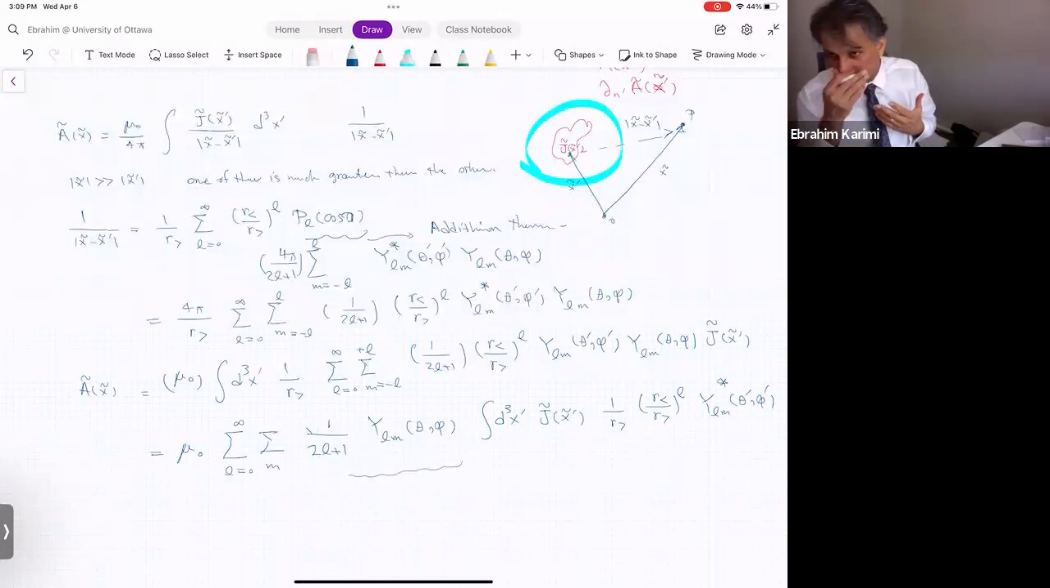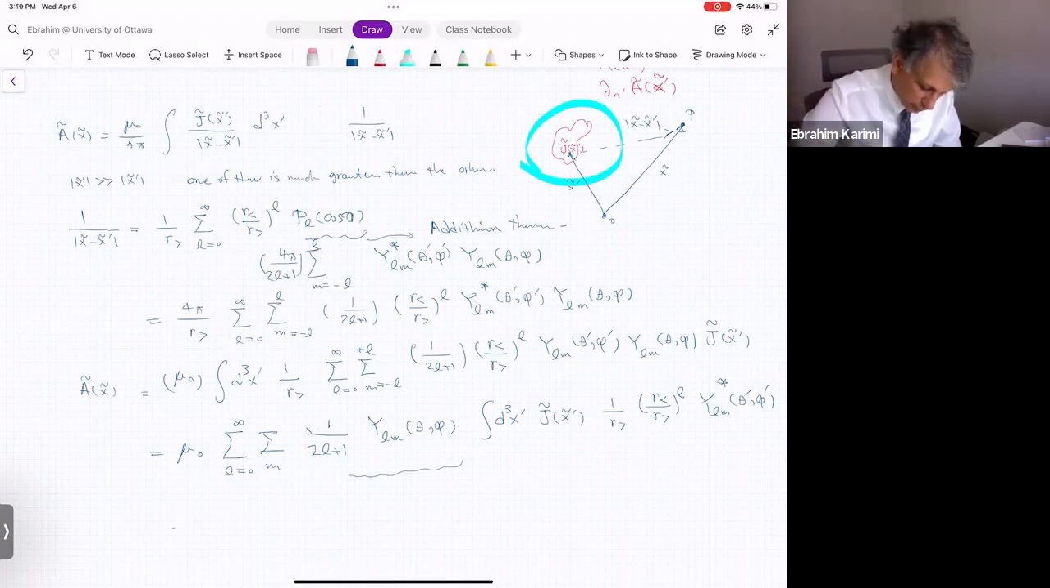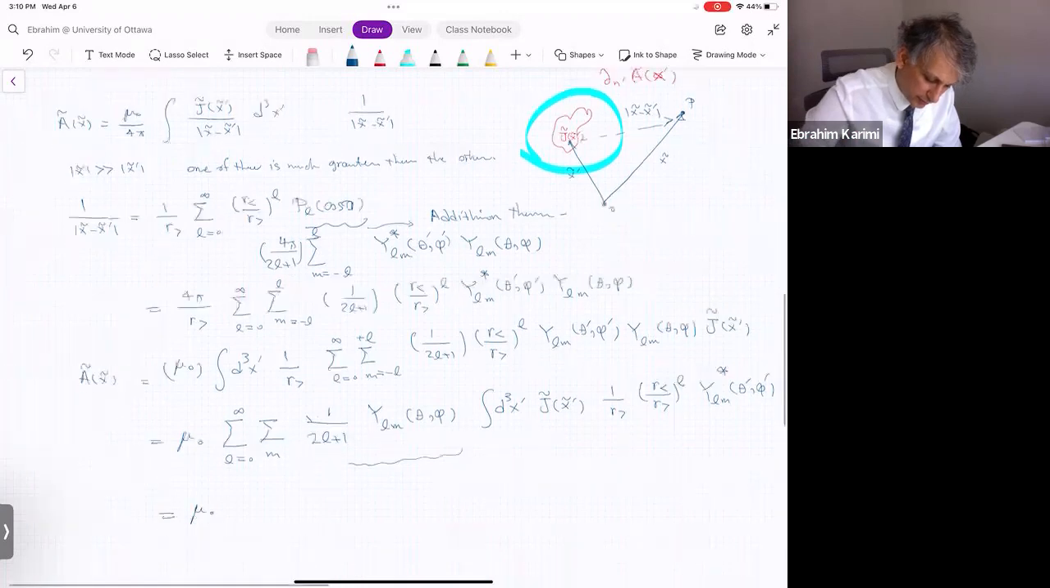For simplicity, I assume that the distance that I'm looking at is far away. So the r smaller will be r prime, and r greater will be the distance, which is r. So let's go and do that expansion. That will be mu 0.